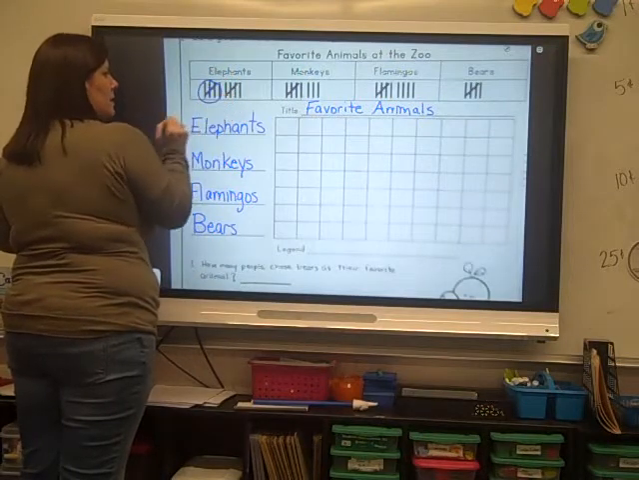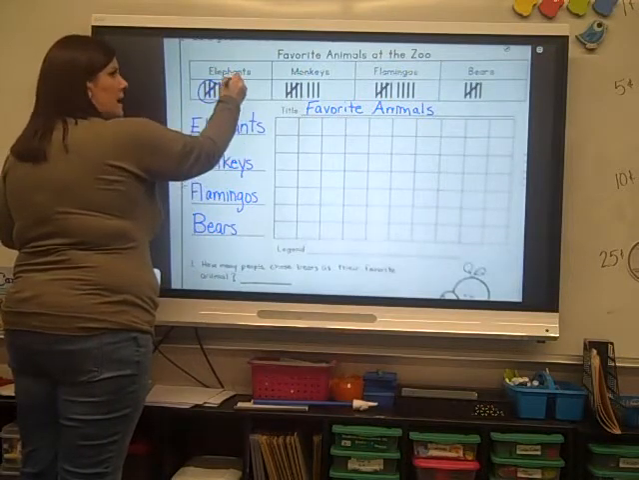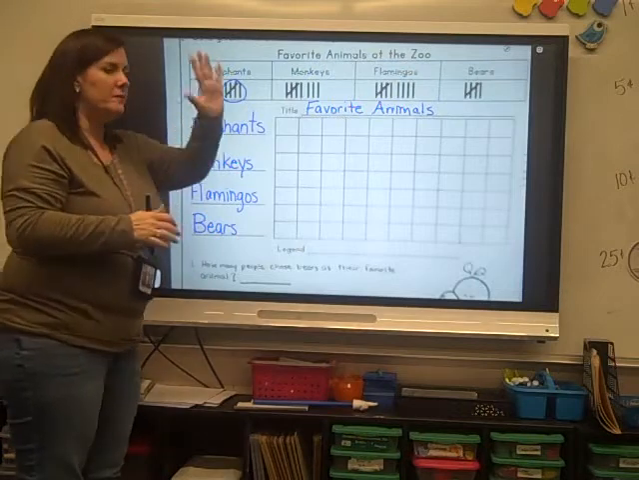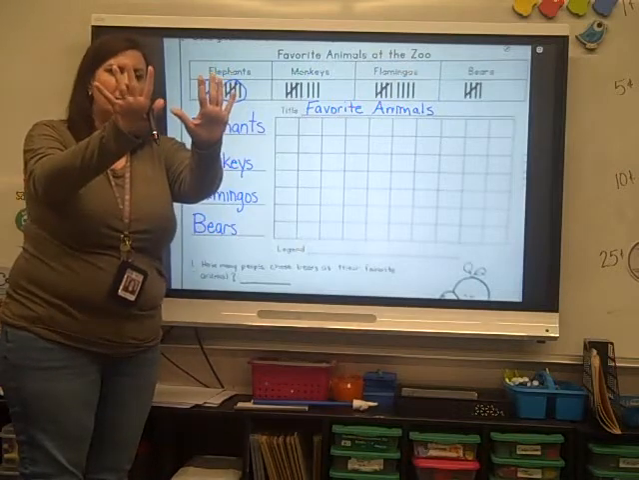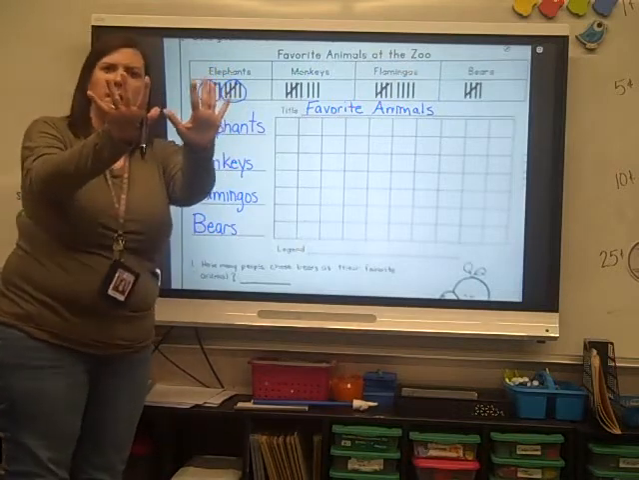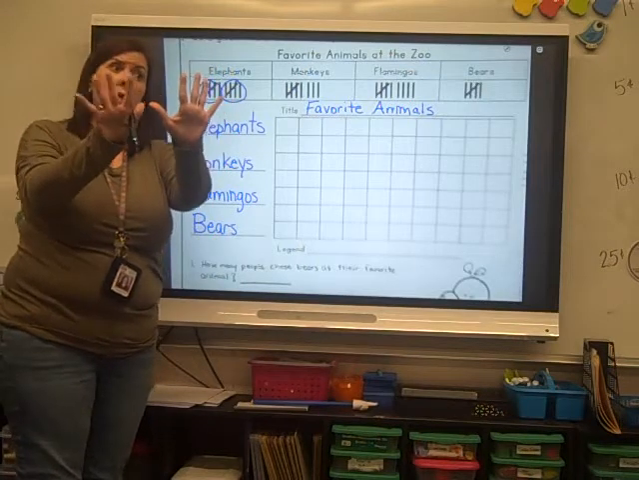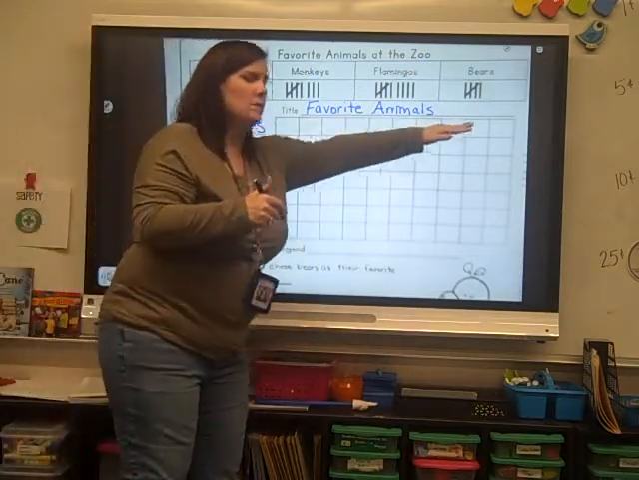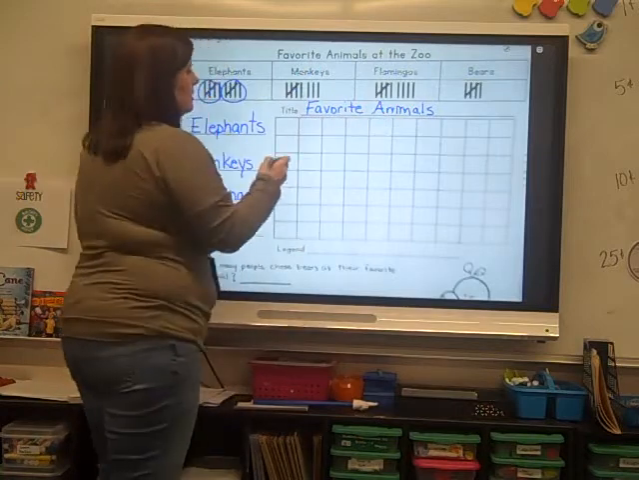Oh, I see where they've crossed there. So that's a group of 5 too. So that's a group of 5. That's a group of 5. So how many votes did the elephant get? 10. So we've got to do 10 votes. Color in 10 boxes. Do it with me.